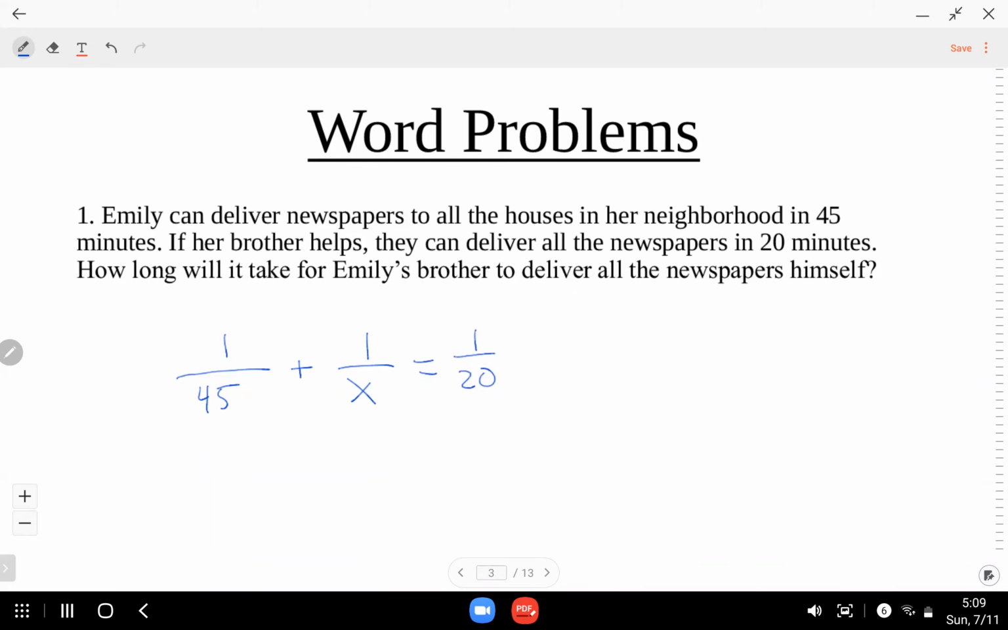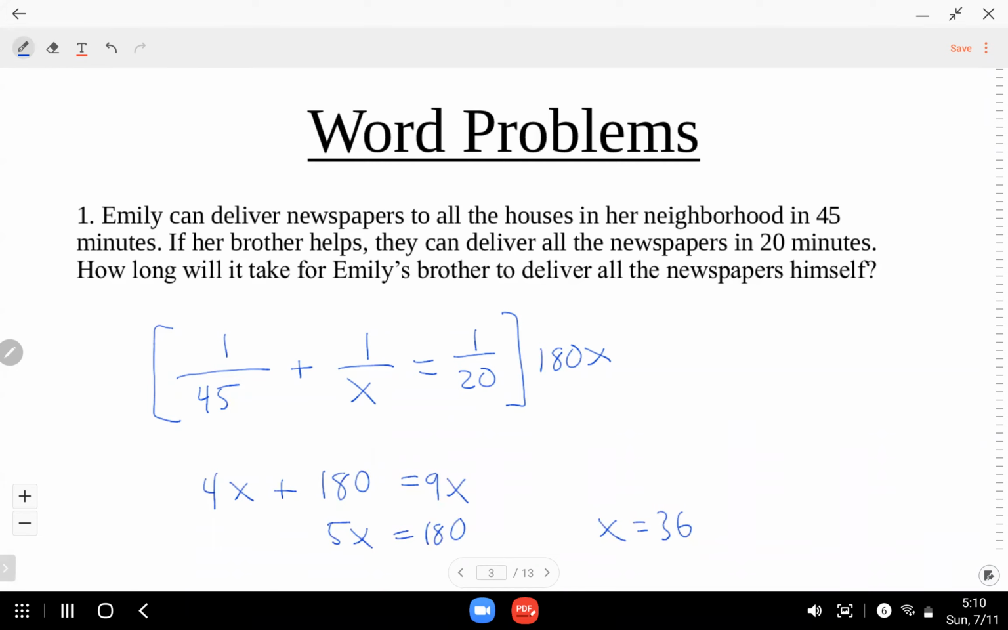All right. So what we need to do to get rid of this fraction is multiply the whole thing by 180x, which is the common denominator of 45, 20, and x. So let's do that. So it'll be 4x plus 180 equals 9x. So 5x equals 180, x equals 36. All right, so it'll take Emily's brother 36 minutes to deliver the newspapers all by himself.